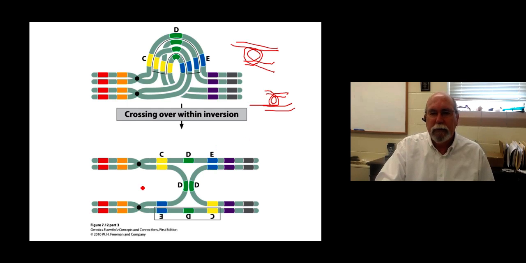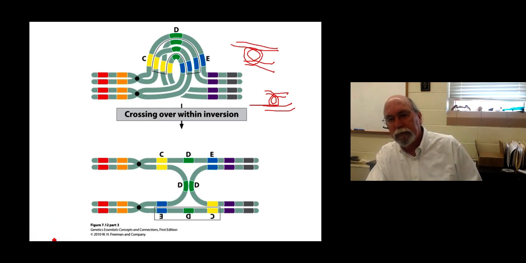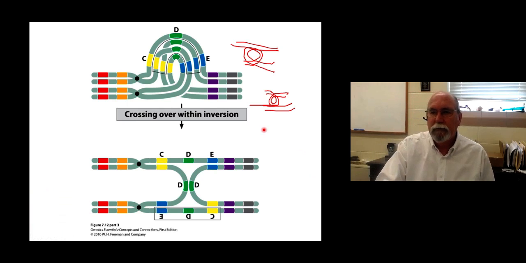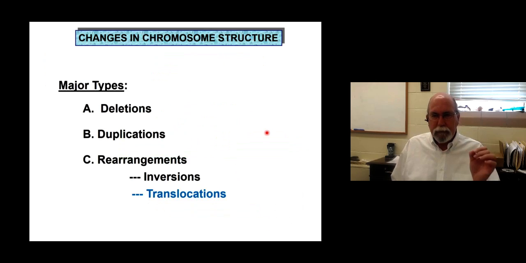So try that out. Try it out with a pericentric, try it out with a paracentric, and just play with it a little bit and see what you end up with. See if you get these outcomes that you see here. This is kind of important to work through. All right. Now let's move on to the other ones, which are translocations.